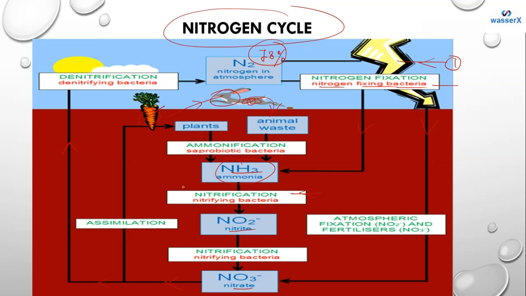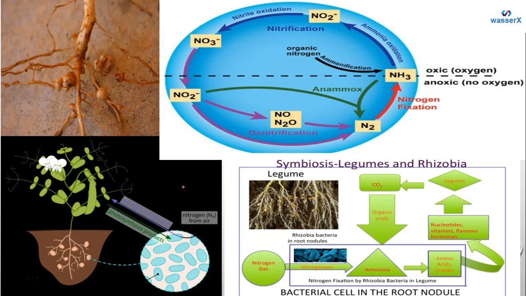Okay, so I hope you all have understood how the nitrogen cycle basically works. So let me take you further. Here you can see the picture of the legume plants. These are the legume plants, basically pea plants. In the legume plants, students, these are the nodules of the plants, in the root.